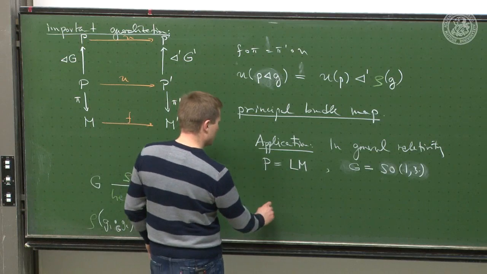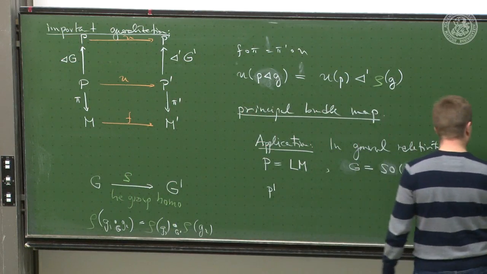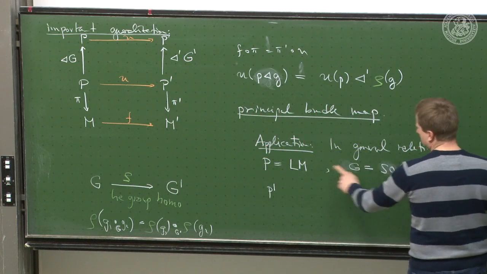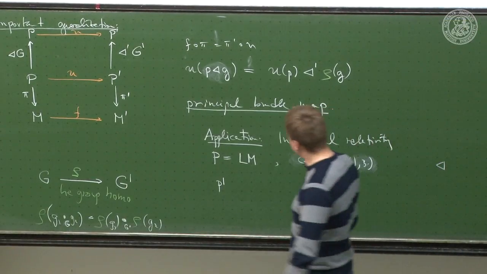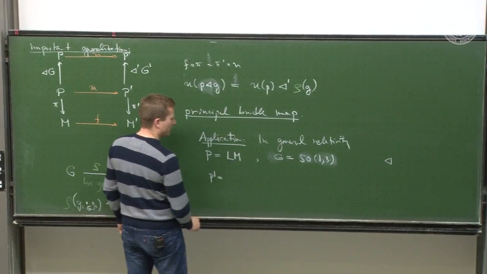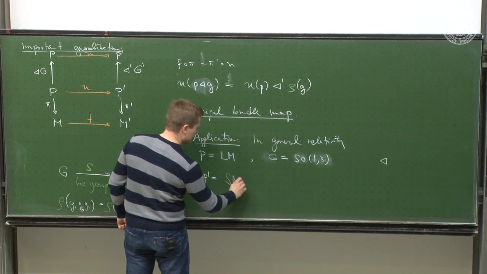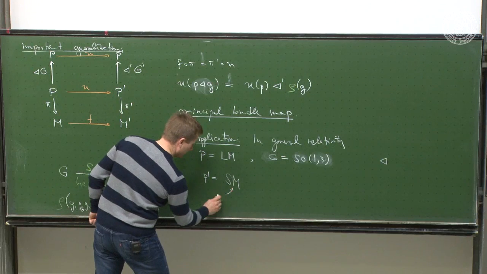And then you can define the action of the Lorentz transformation on this guy, which is formally like the one we had before. Then you can do the P prime, and this is now not the frame bundle like we had it, but it's the spin frame bundle. So it's the spin frame bundle.